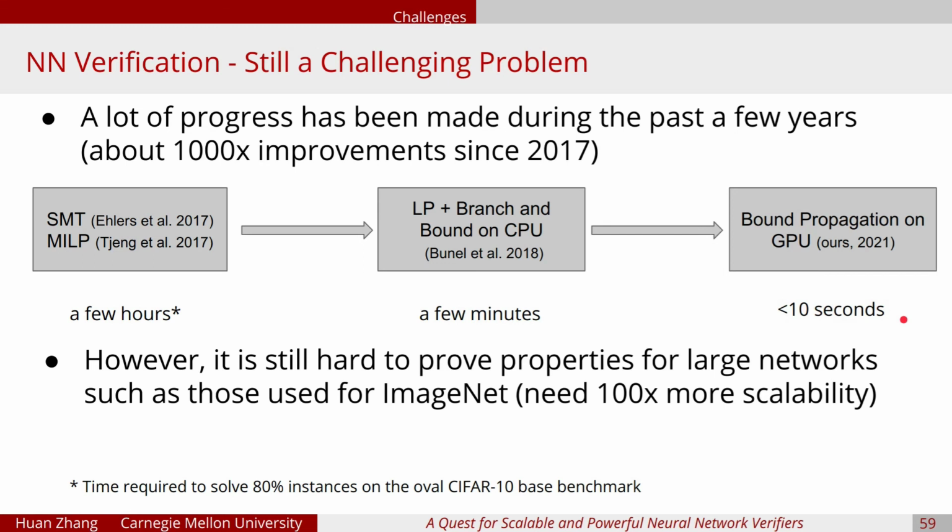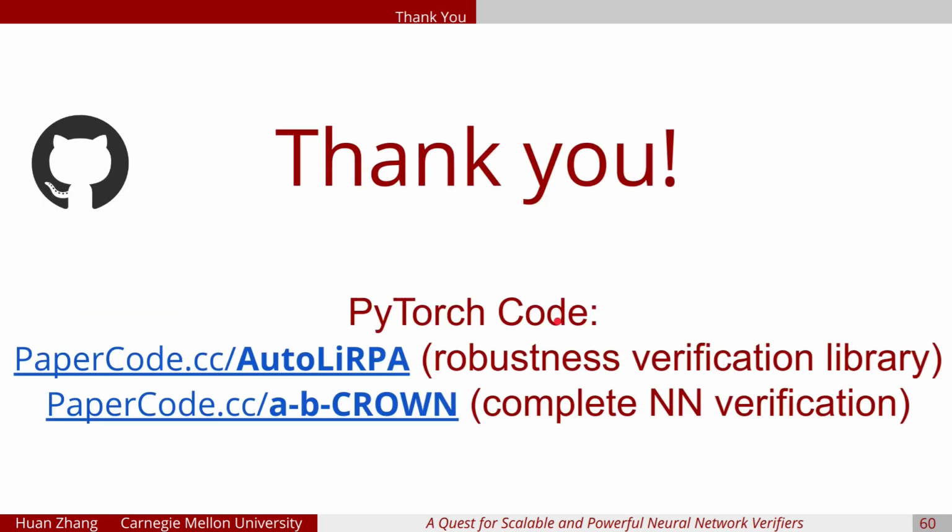But it's still hard to prove properties for really large networks such as those used for ImageNet, where I expect we still need 100 times more scalability. But we do see huge progress during the last few years, with about 1,000 times improvement since 2017. And I hope with more advanced techniques we can eventually verify some large networks to give some provable robustness guarantees. So that's the end of my talk, and you can find the code of my verifier at this link. I'm glad to take any questions from the audience.